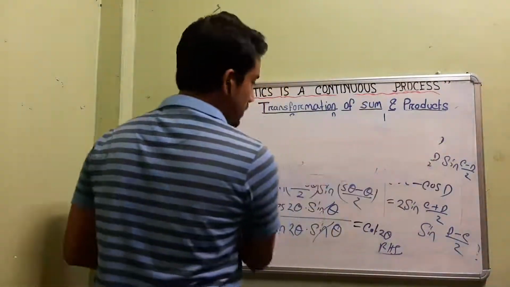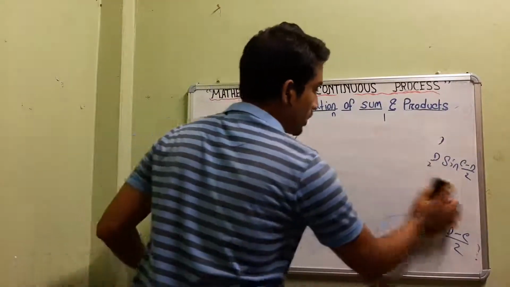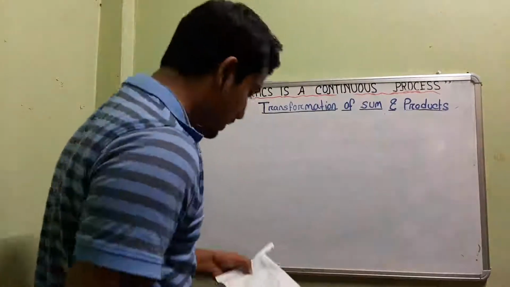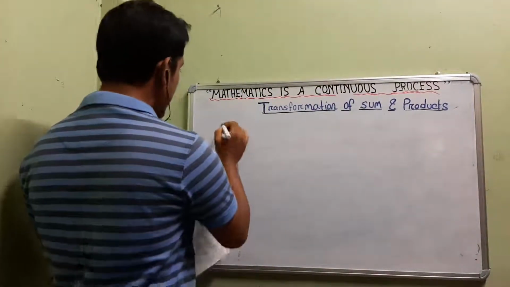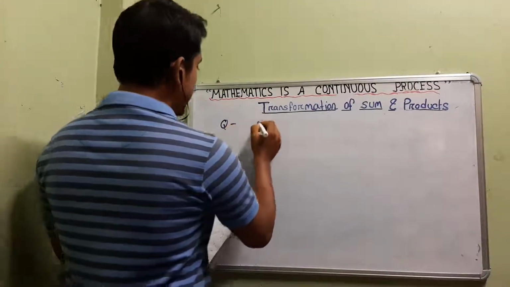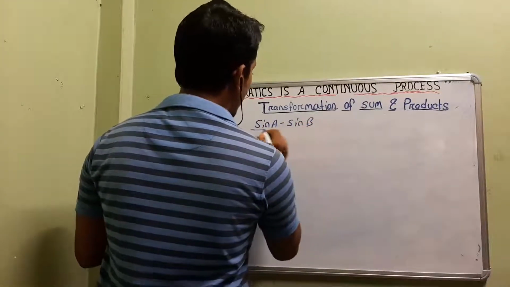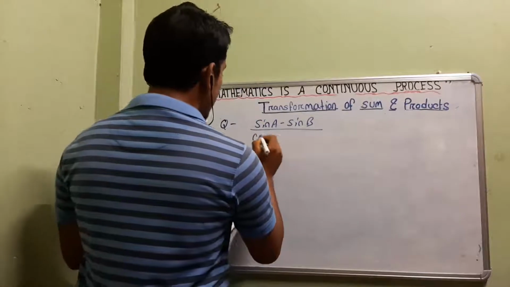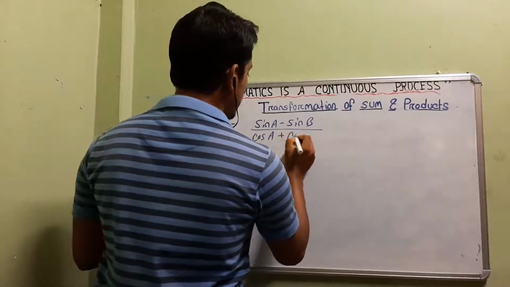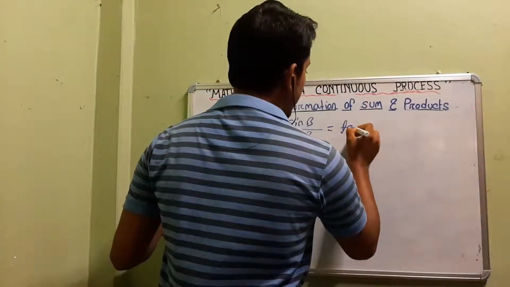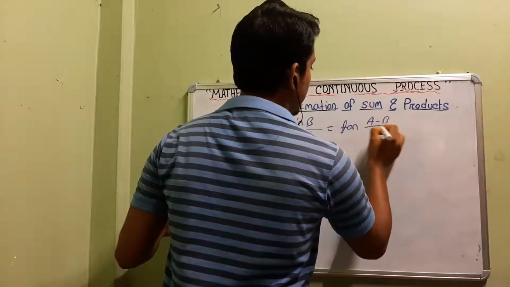Okay, same type of second problem. Let me solve one more so that you can clarify your idea. The second question is: sin A minus sin B, the whole divided by cos A plus cos B. We are supposed to prove this equals tan of (A minus B) by 2.